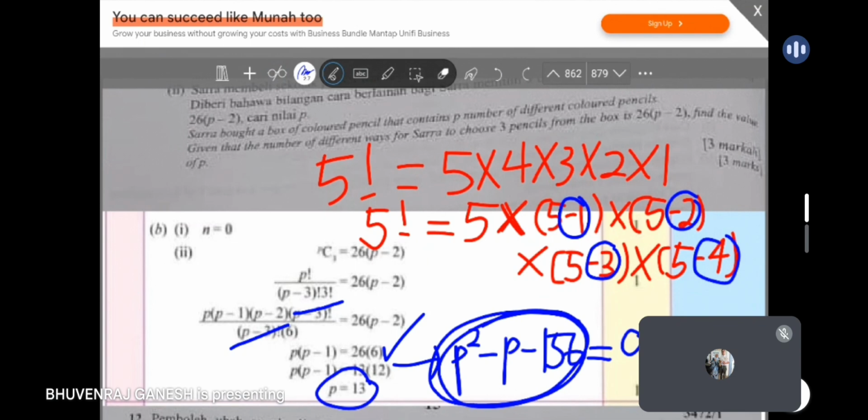We only accept 1 p because number of ways, okay, bilangan cara mestilah nilai yang positif. Okay, the number of ways is a positive answer. So that's why p is equal to 13. P kena lebih besar dari kosong. The p value must be greater than 0.